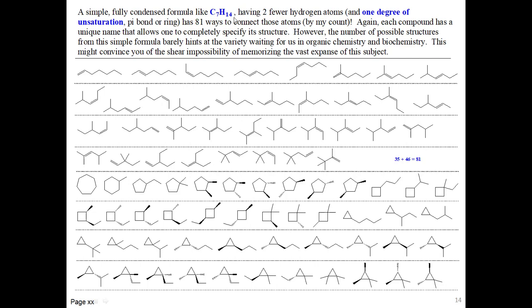Just for my own curiosity, I decided to go to C7H14. So 2 times 7 is 14, plus 2 is 16. 16 minus 14 is 2. So again, 1 degree of unsaturation. Now, what did it become?